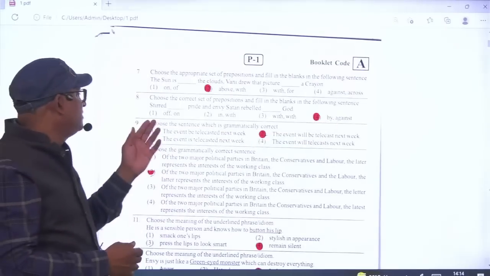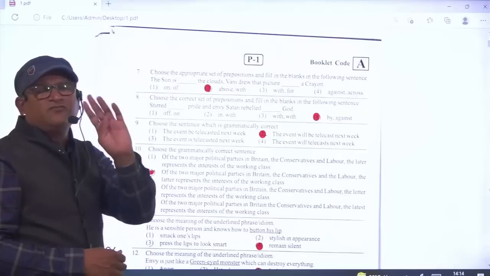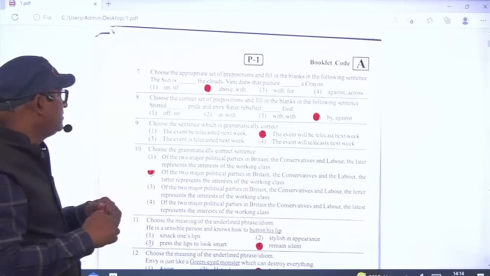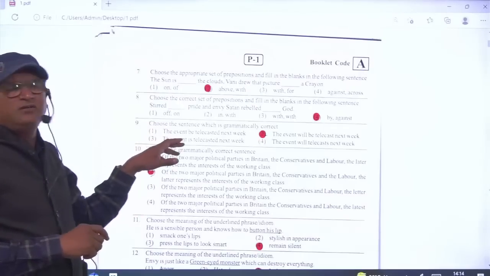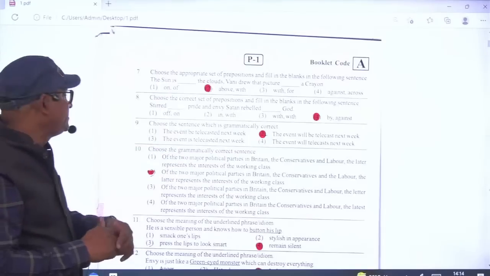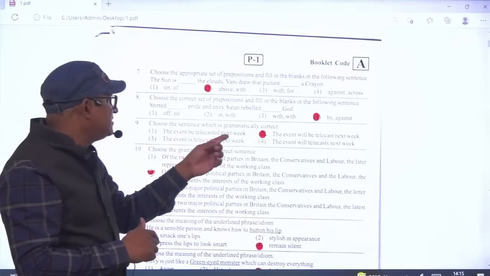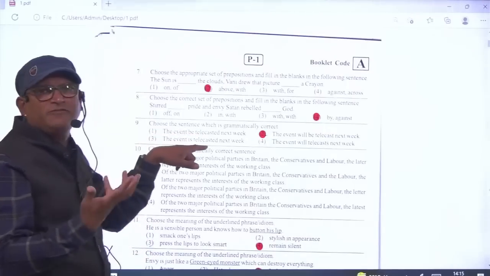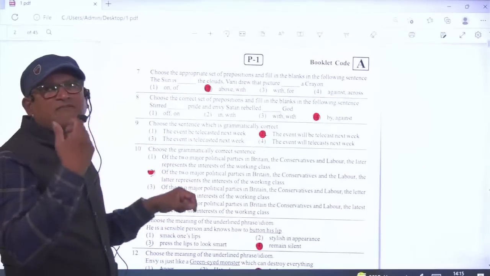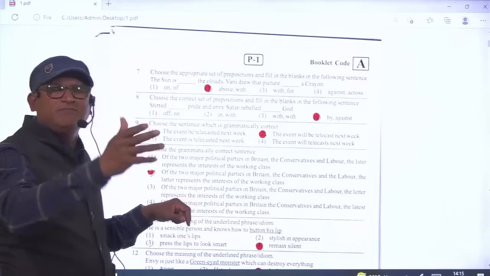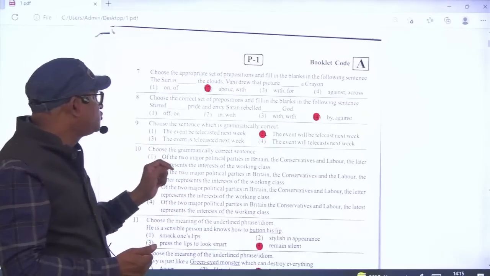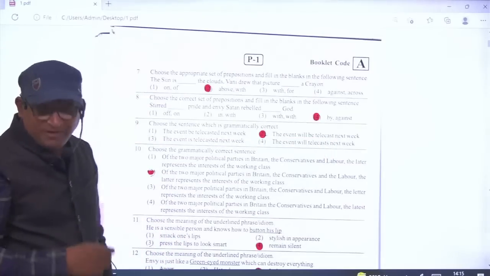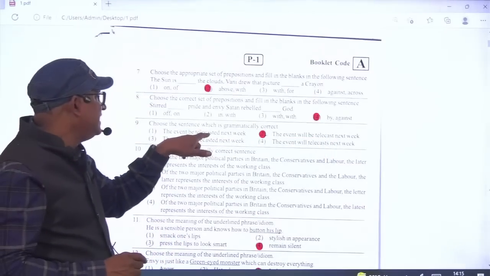Coming to the ninth question. Choose the sentence which is grammatically correct. Four sentences are given. We have to choose the right one without any mistakes. Why did 1, 3 and 4 commit mistakes? Let us see. The event be telecasted next week. That might be the passive voice. Without be forms, how can we correct it? It's wrong. Be is nothing but a helping verb. Being might be applied. That's why we have to choose the second as the right option. Will be telecasted. But you should understand one thing. This is nothing but telecasted.